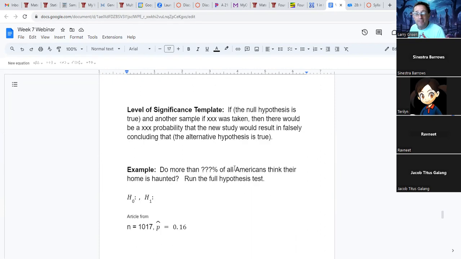Similarly, for the level of significance: if the null hypothesis is true, again, that should be whatever it says, and another sample of however many were taken, then there would be whatever the level of significance probability that the new study would result in falsely concluding that the alternative hypothesis is true, in words. So I just have some templates for you to have. And again, I went pretty fast, but you can always go back and rewatch the video and look at it if you need to.